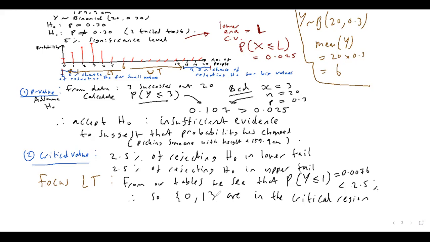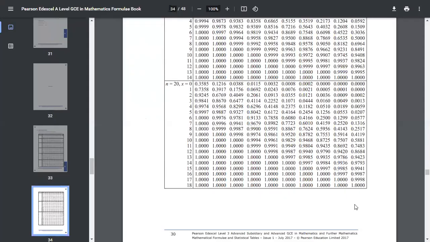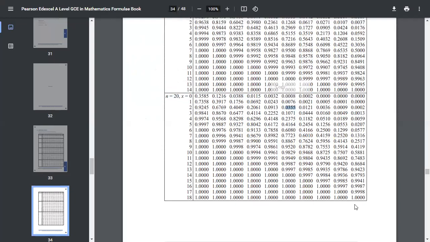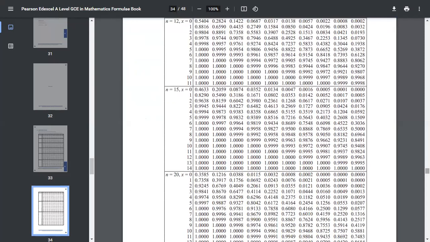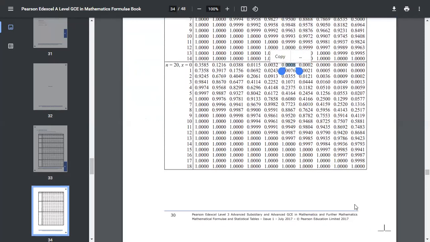Now, what I'm going to do as well is the critical region for the upper side of the distribution. So let's again go back to our tables. For the upper end of the distribution, it's this column here that we're looking at. So 0.0008, 0.0076. Again, 2.5% chance in the upper tail of rejecting H0.